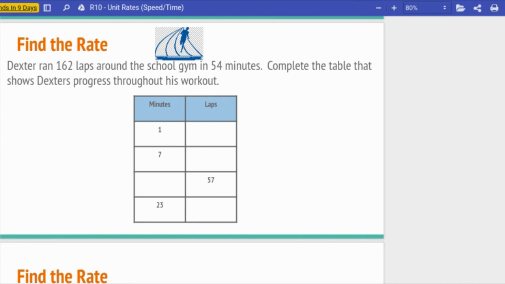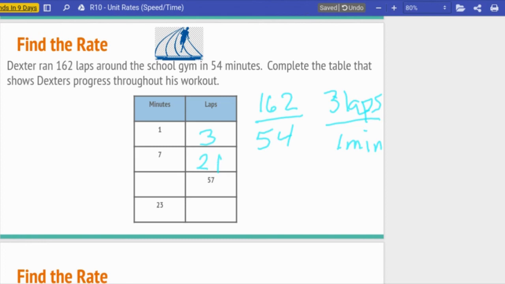All right, so 162 laps in 54 minutes would be 162 divided by 54 to find the unit rate. That is 3 laps per minute. So in 1 minute, he went 3 laps. So then to go 7 minutes, I would times it by 7. So that would be 21 laps. To get to 57, I would need to times by 19. So in 19 minutes, he went 57 laps.